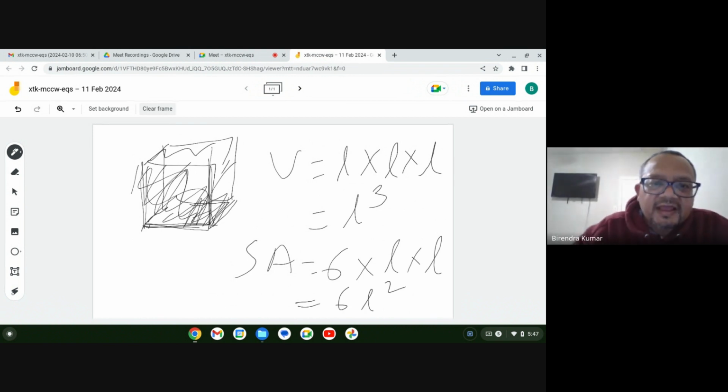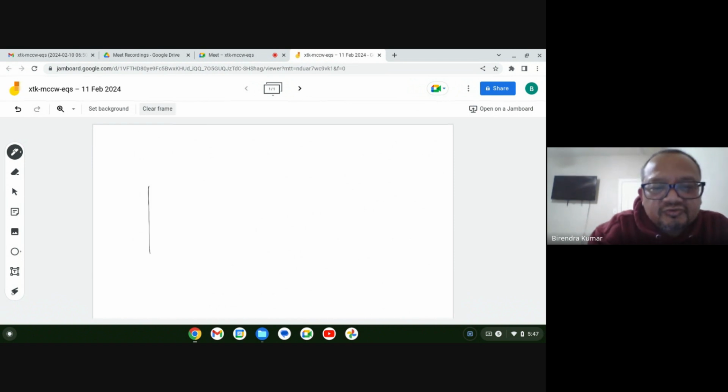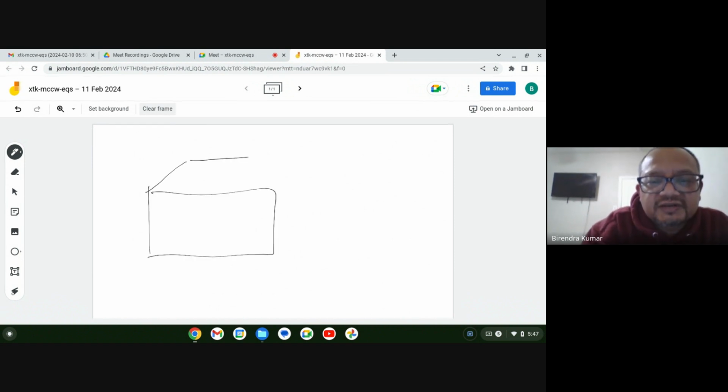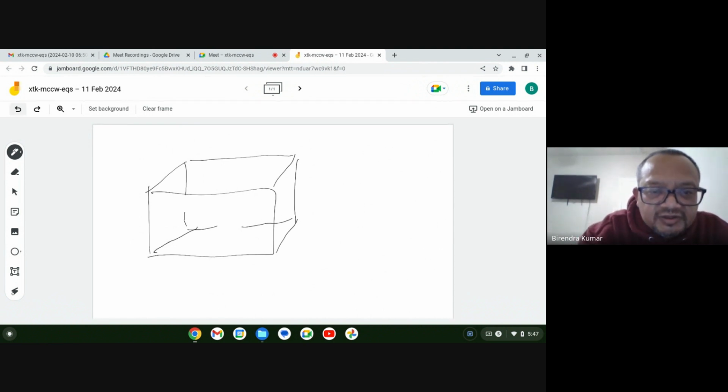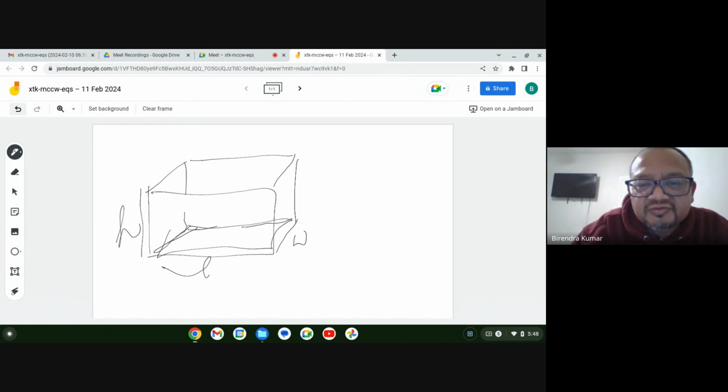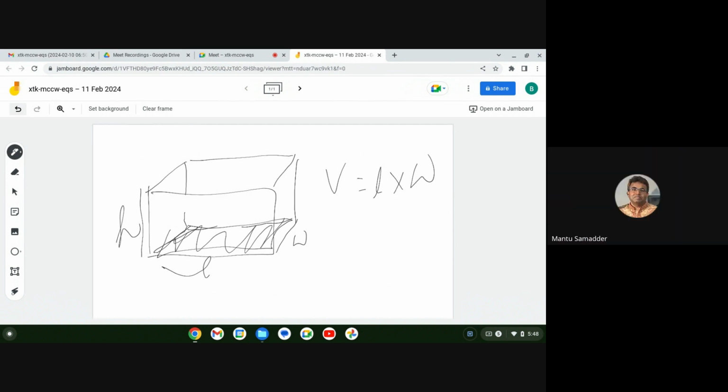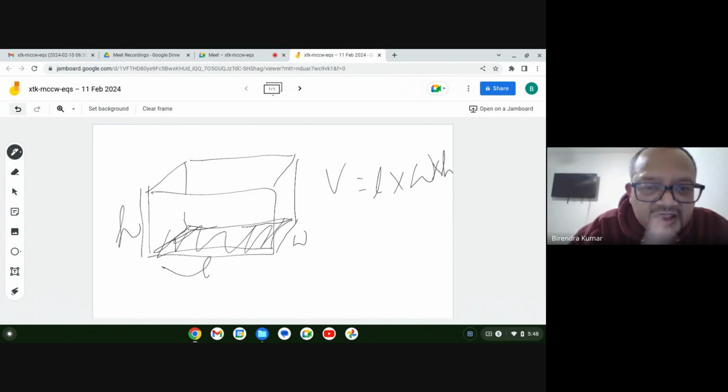And another thing that we already knew was the volume of a cuboid that we started with. Any shape's volume, if it's a symmetric shape, unless it goes like this, it'll be difficult, you have to always find out the area of the base and multiply that with height. Here the height is h, this is length, and this is width. So volume will be area of the base, that is length times width, and then multiply that with height.